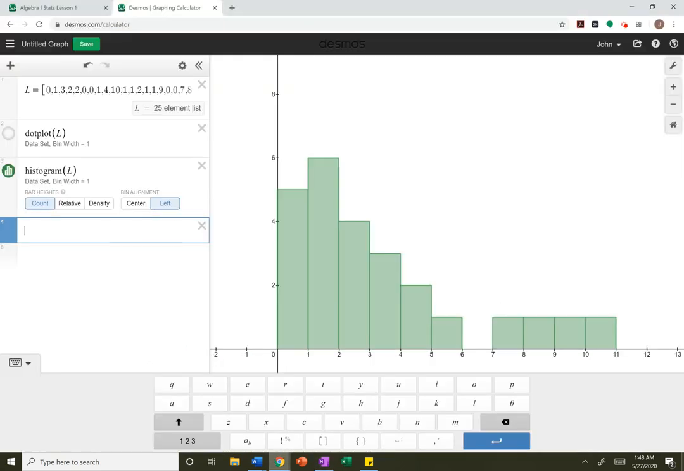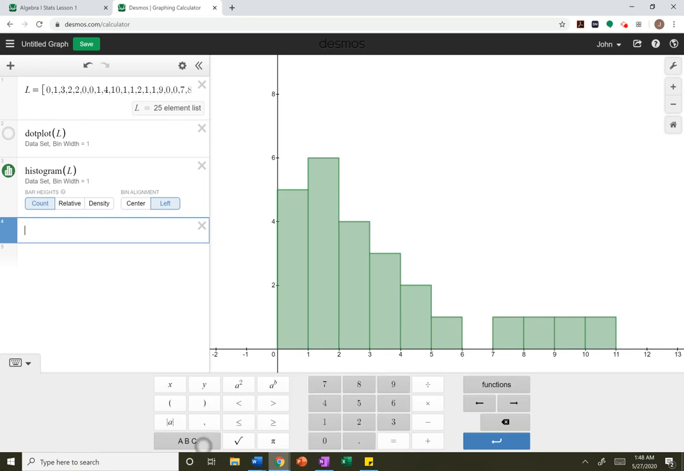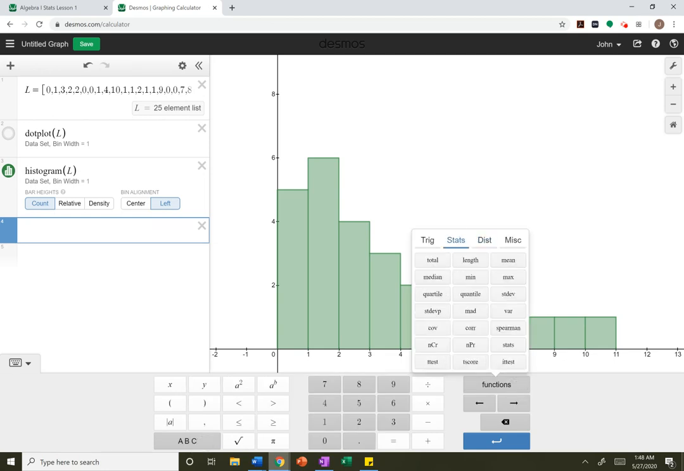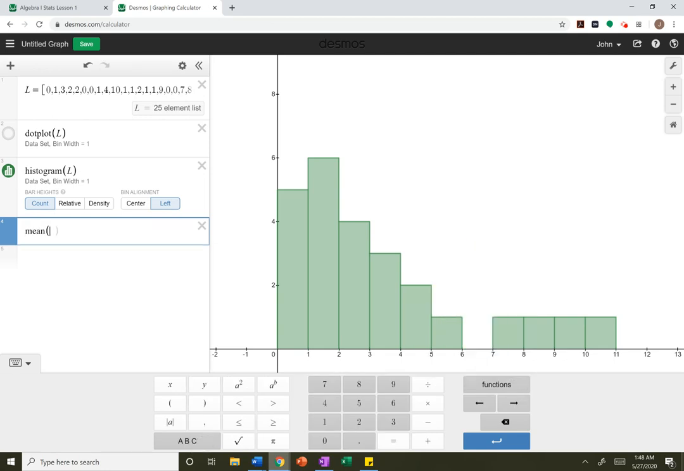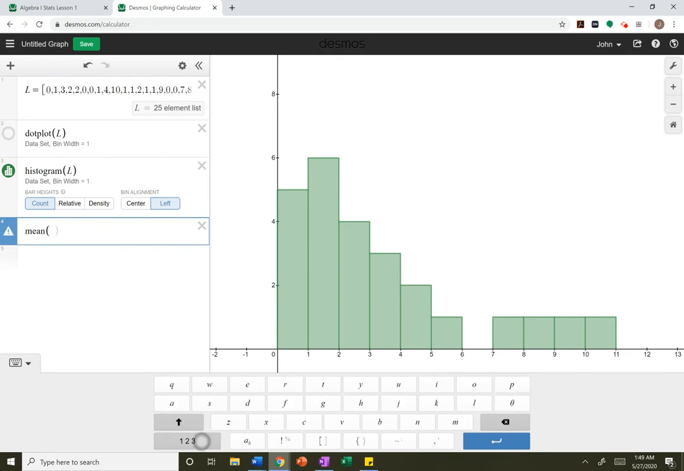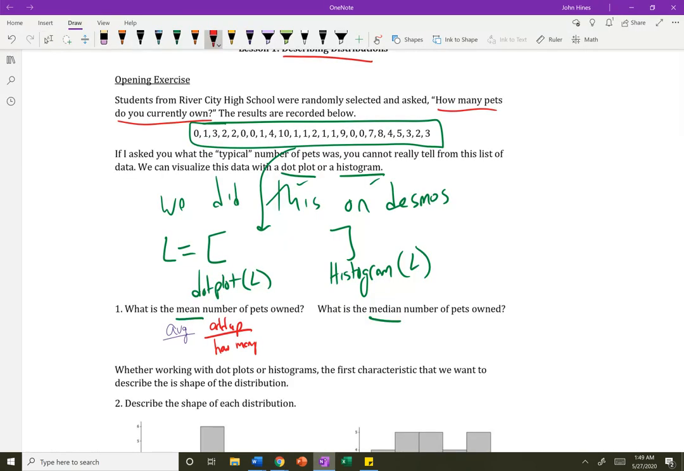So I'm going to go back here, and I'm going to go to statistics, function statistics. I want to find the mean, the average. Or what's nice about Desmos is you could literally type mean. The mean of what? The mean of that list. And the mean of that list is, there it is right there, 2.8. So the average is 2.8 pets. On average, people have 2.8 pets.